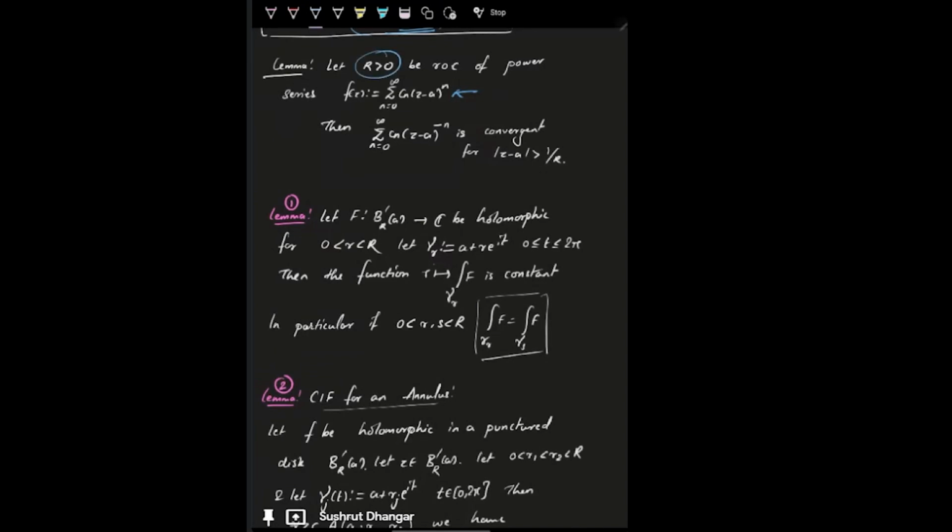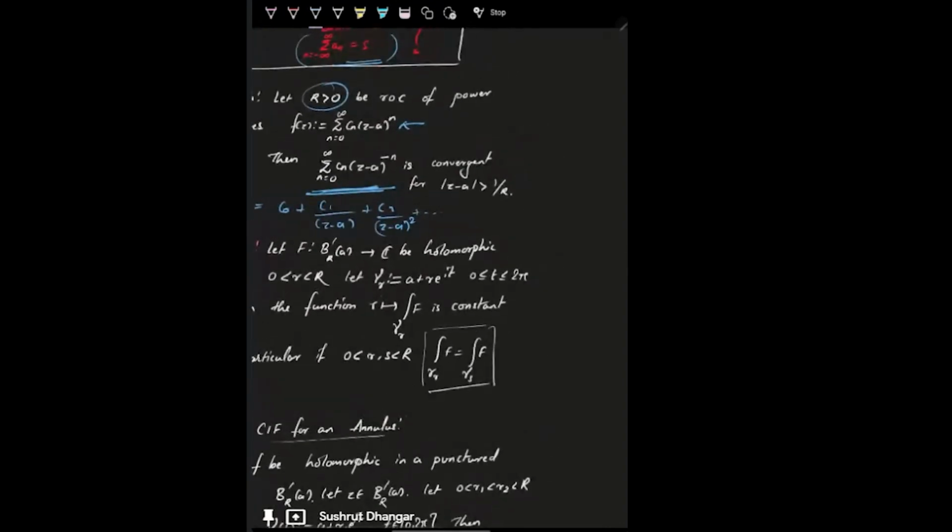Then we look at the values of z for which the series summation n going from 0 to infinity of c_n times (z minus a) to the power negative n is convergent. This looks like c_0 plus c_1 divided by (z minus a) plus c_2 divided by (z minus a) squared, and so on. This series is convergent when modulus of z minus a is greater than 1 by r, which can be easily proved, since the radius of convergence depends on the coefficients, and we know that r is the radius of convergence of the original series.